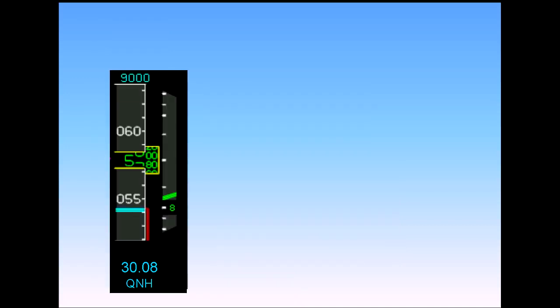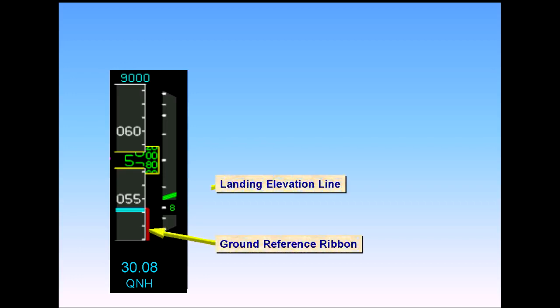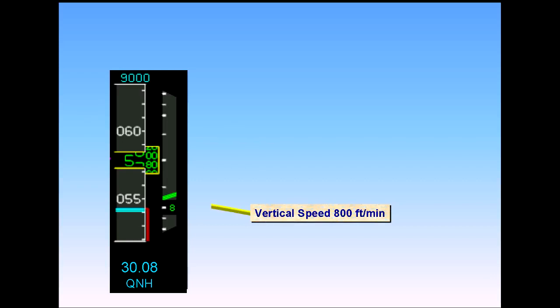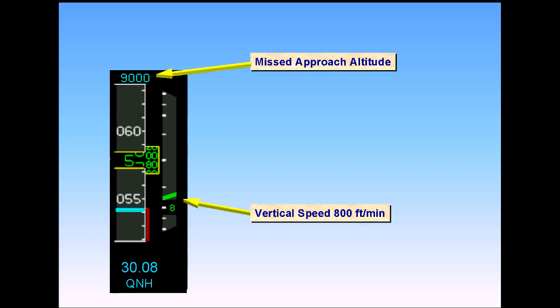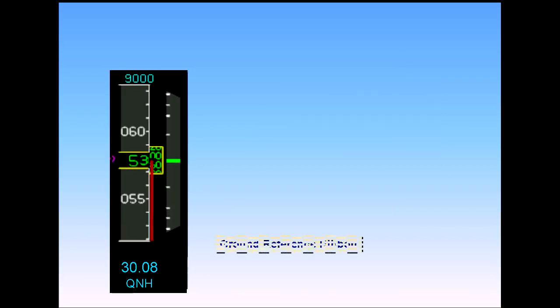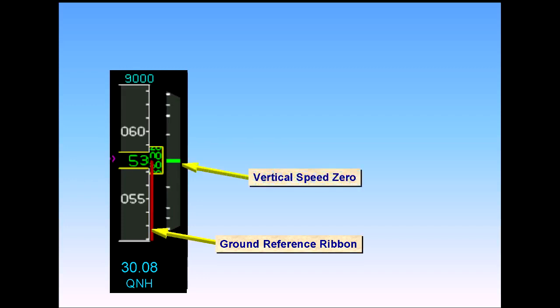In the final stages of an approach, the ground reference ribbon will reappear, along with the landing elevation line. Notice that the vertical speed indication is showing a rate of descent of 800 feet per minute. Also notice that the missed approach altitude has been set at 9,000 feet. When the aircraft lands, the ground reference ribbon is in the middle of the scale and the vertical speed indication is at 0. We will now look at the compass scale.